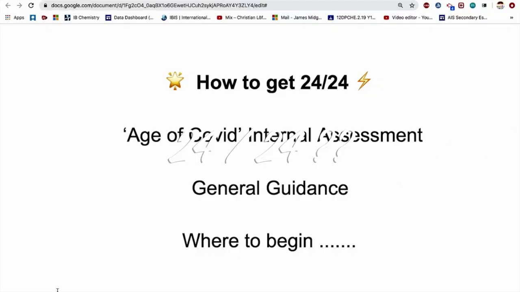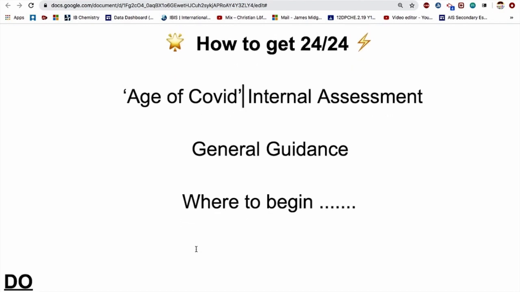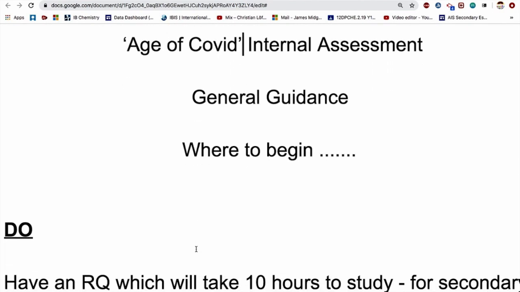Welcome to how to get 24 out of 24 in the age of COVID internal assessments. This is general guidance, and one of the main problems we have is where on earth do we start? We've shut the laboratory, there are no burettes, there are no pipettes. Students are frantically checking Amazon for chemicals. Please don't stop doing that right now. So this is how to do it safely and how to get a good result in your internal assessment.